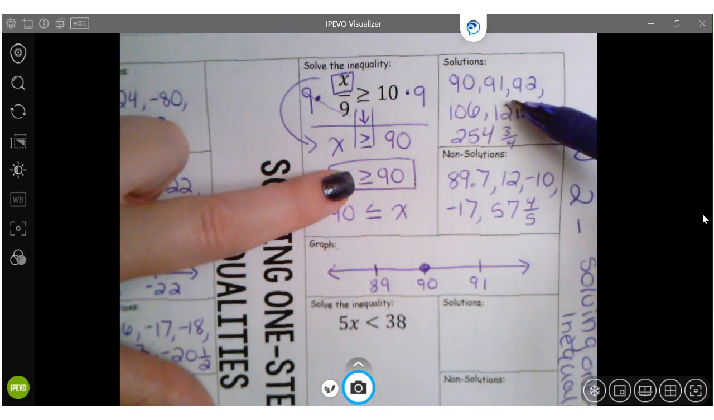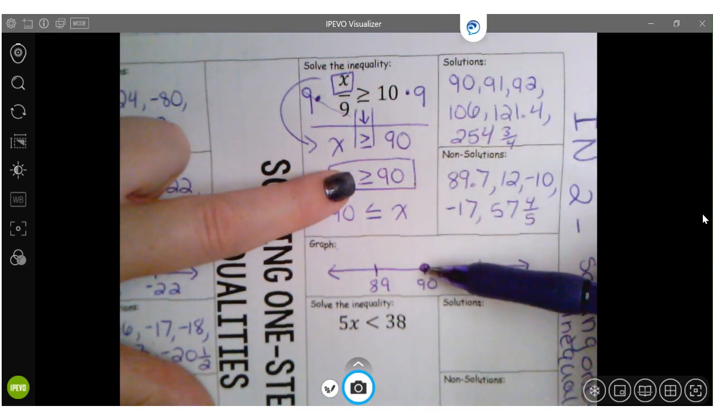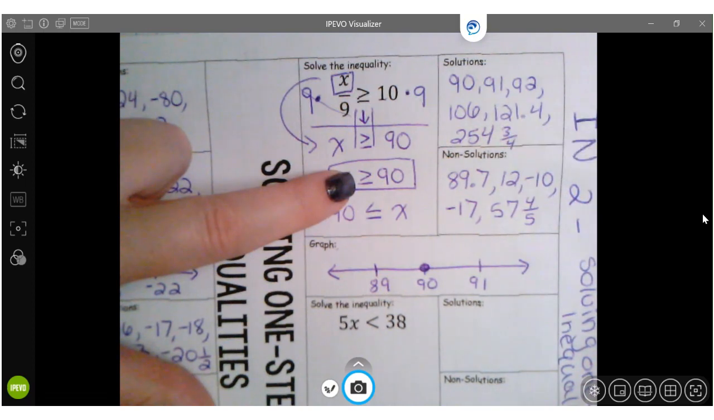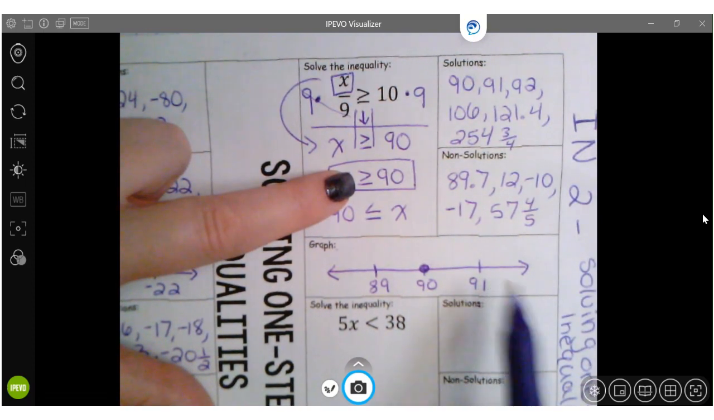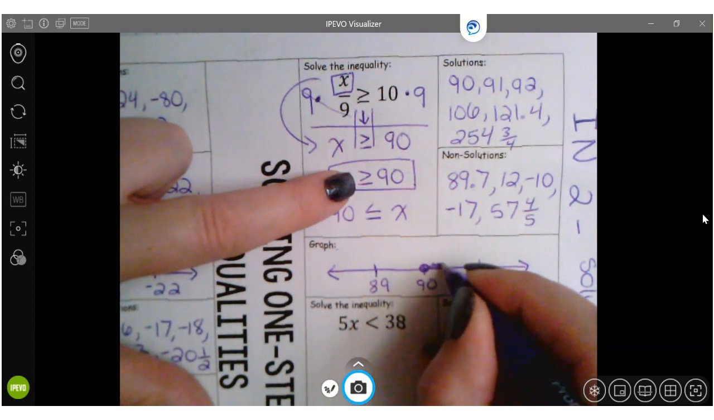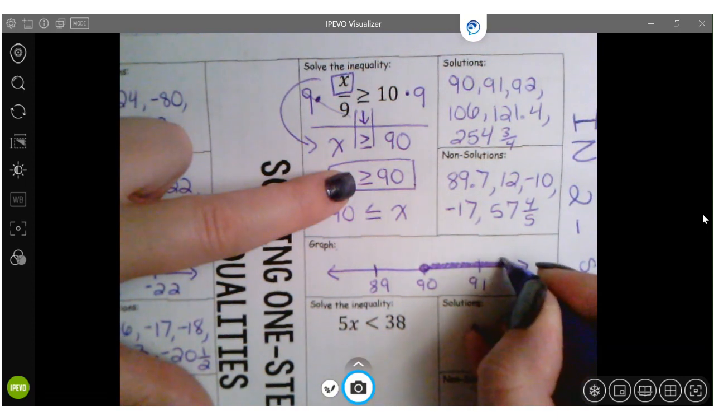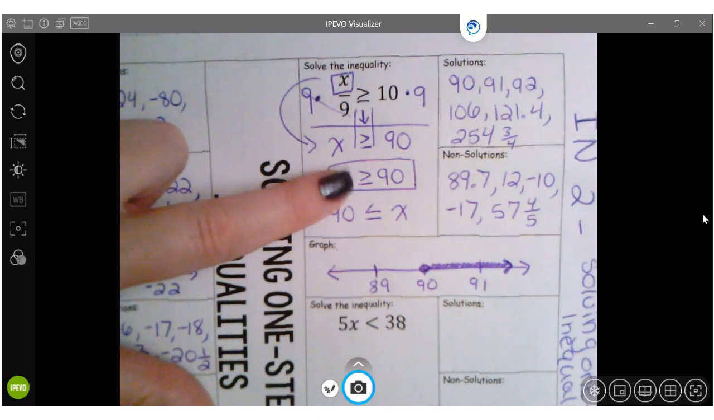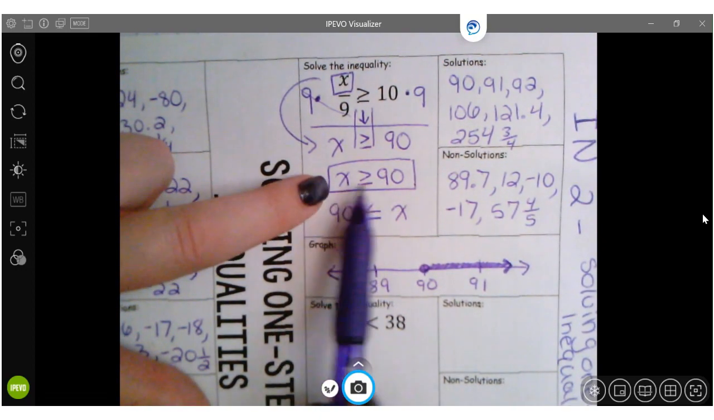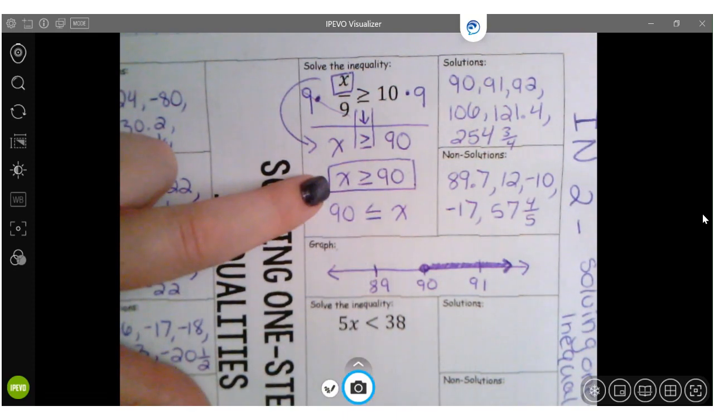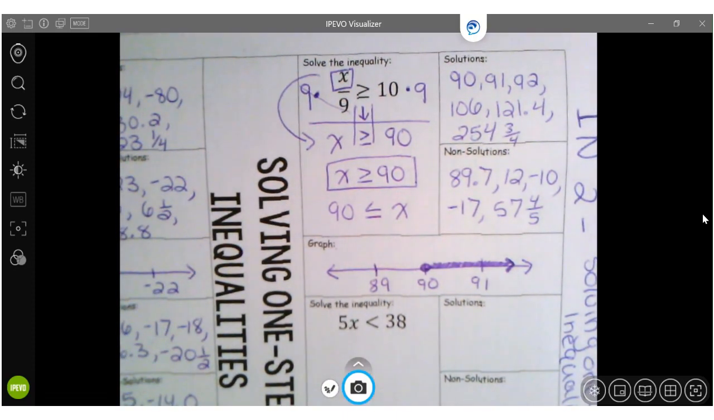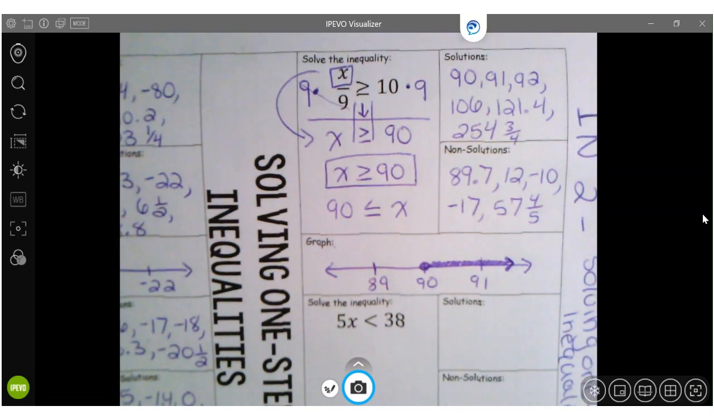And looking at my solutions, 90 is where the circle is, but 91, 92, 106, those values are to the right this time. So I would shade to the right. Whereas my non-solutions, like 89.7, 12, and my negative numbers, those would be to the left. So I'm not shading there because those are my non-solutions. And if I were to use my inequality where my variable's on the left and look at the way that inequality symbol is facing, it's like an arrow pointing to the right. So it would make sense that I'm shading to the right as well.